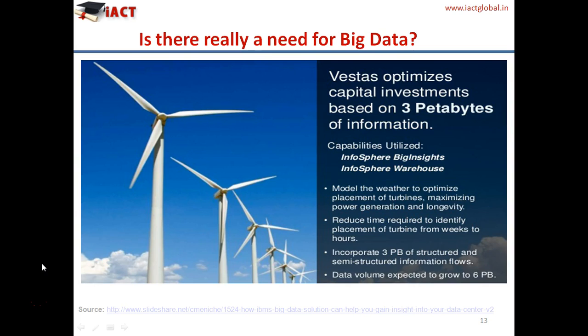They used these products to model the weather to optimize placement of their turbines, which maximized power generation and longevity. It reduced the time required to identify placement of a turbine from weeks to hours. Earlier, it used to take them a week to analyze which place they should fix the next turbine, but now this time has been reduced to hours. They incorporated 3 PB of structured and semi-structured information flows, and this data volume is expected to double to 6 petabytes.